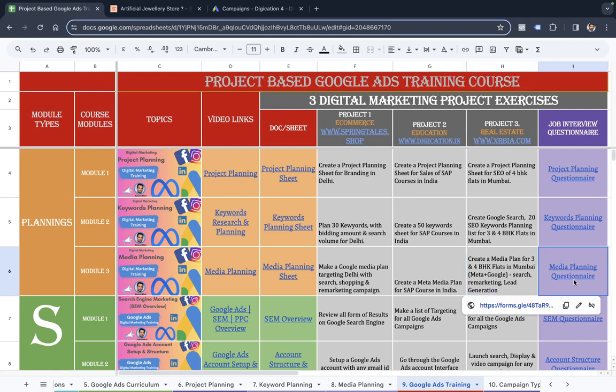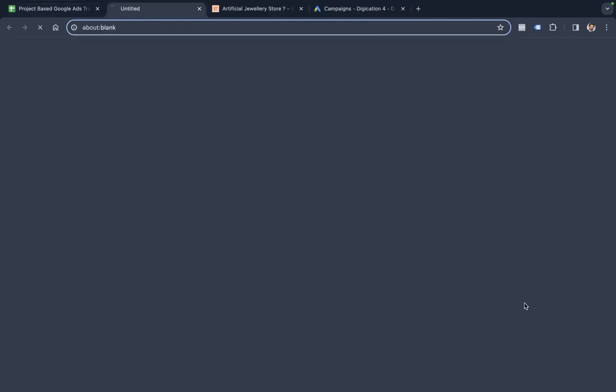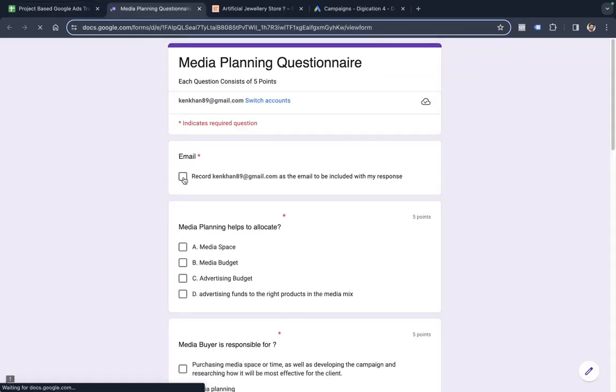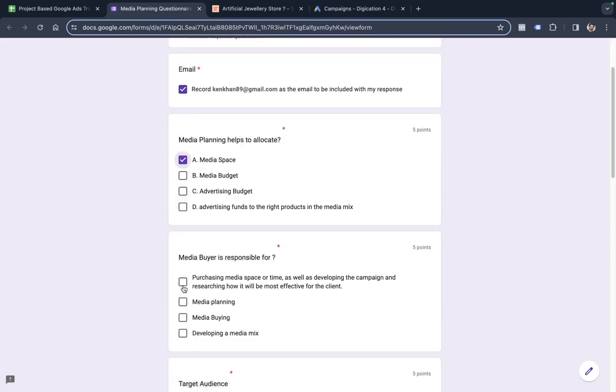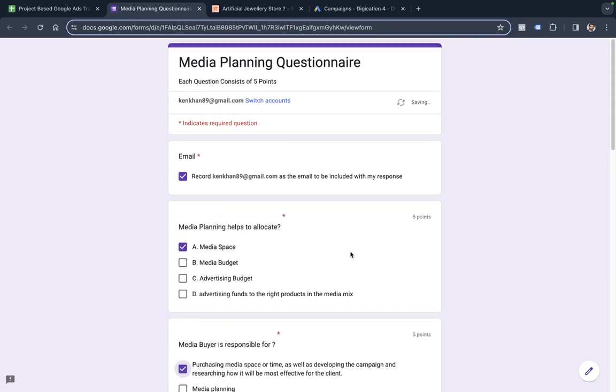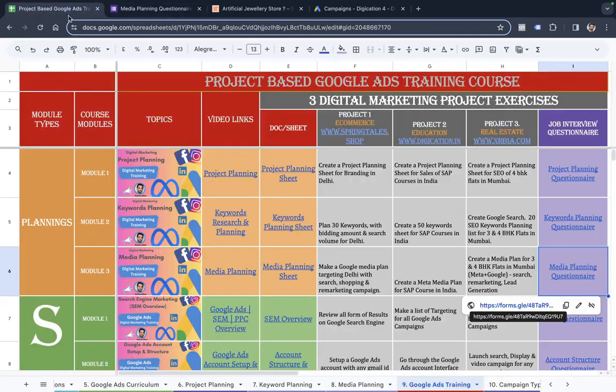Now, people who want to appear for interviews, I want them to get into this media planning questionnaire sheet, answer all of these questions, and check out their score so you can see how much you know about media planning.